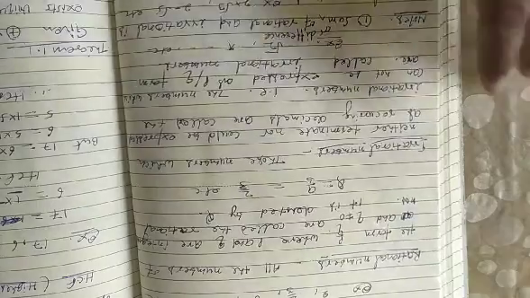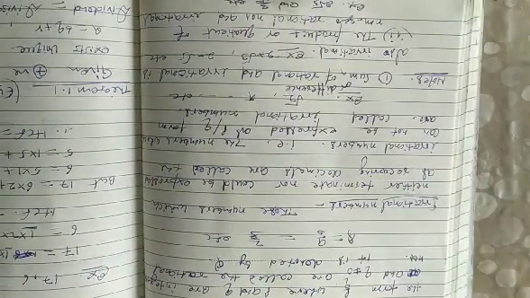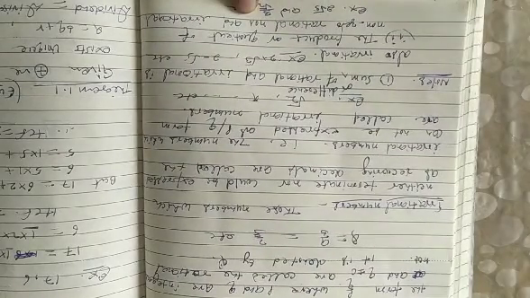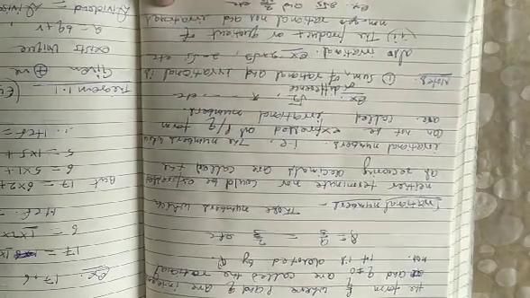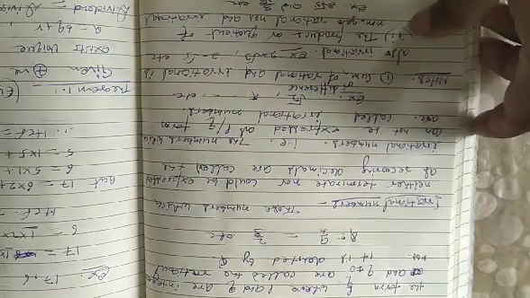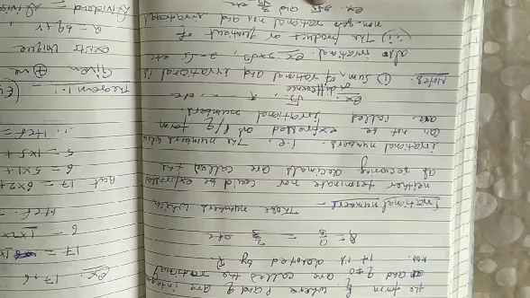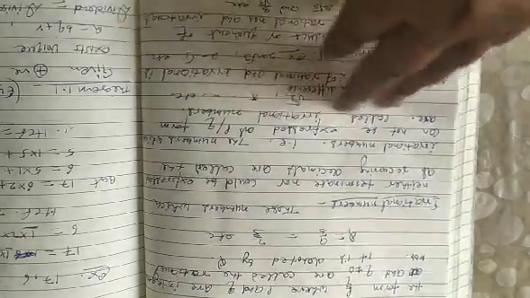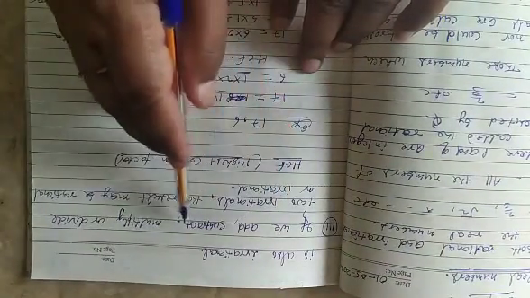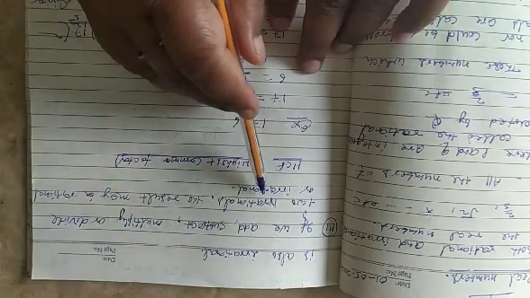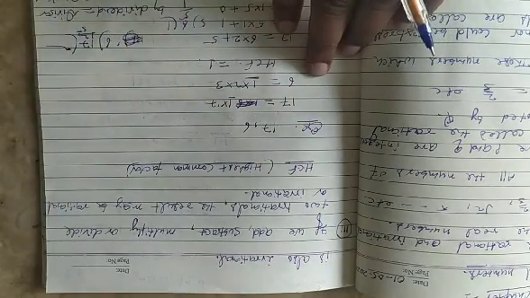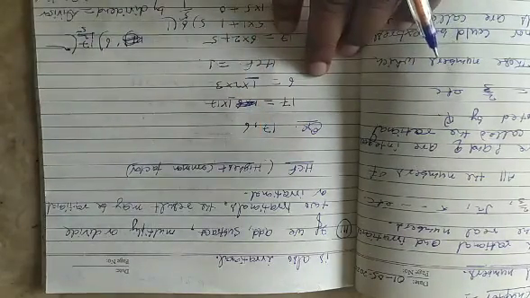Second point, the product or quotient of a non-zero rational number and an irrational number is also irrational. For example, 2 root 5 and 3 upon root 2, etc. Third point, if we add, subtract, multiply or divide two irrationals, the result may be rational or irrational. So these are important points.